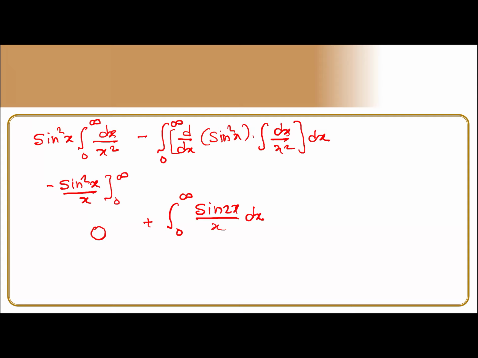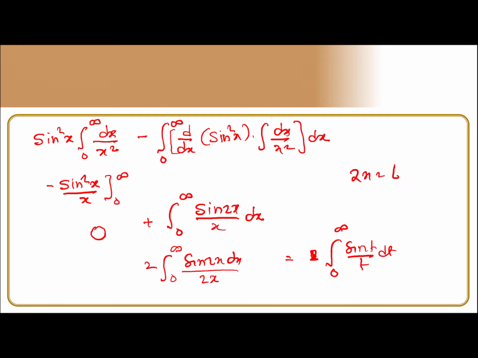So we multiply by 2 and divide by 2. So this can be written as 2 times integral 0 to infinity sine 2x dx by 2x. Take 2x equal to t, so 2 dx equal to dt. So this becomes integral 0 to infinity sine t by t dt, because you have taken 2x equal to t, 2 dx is equal to dt. So the value of a equal to 1.